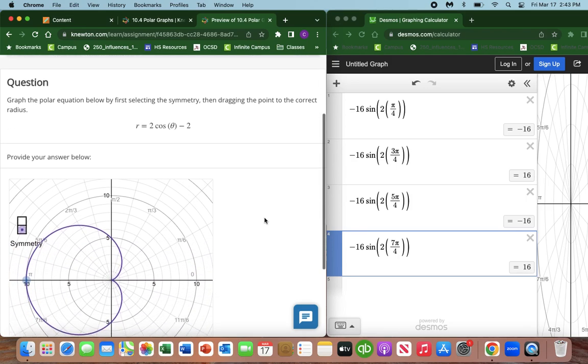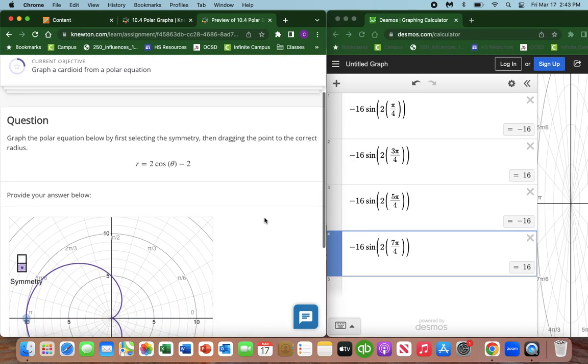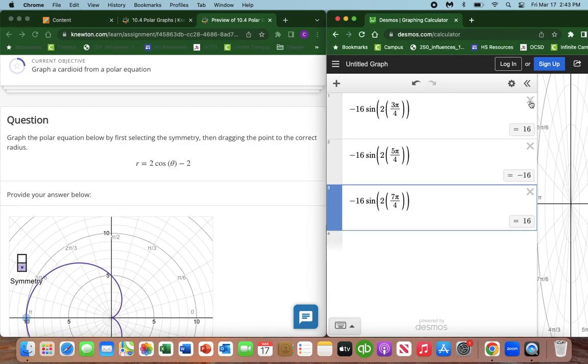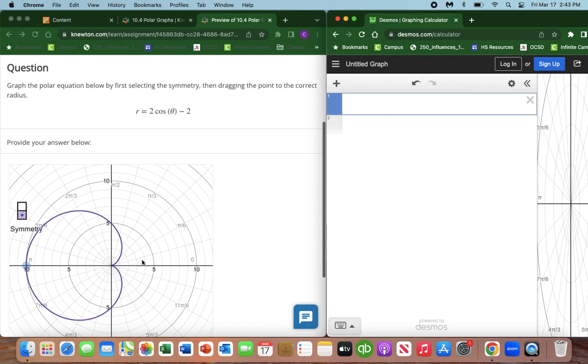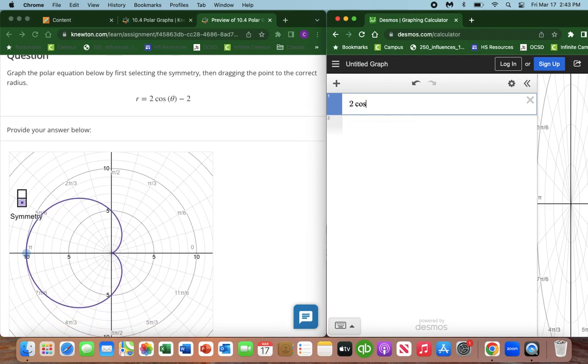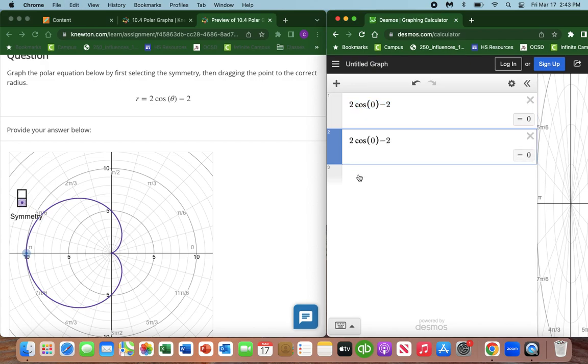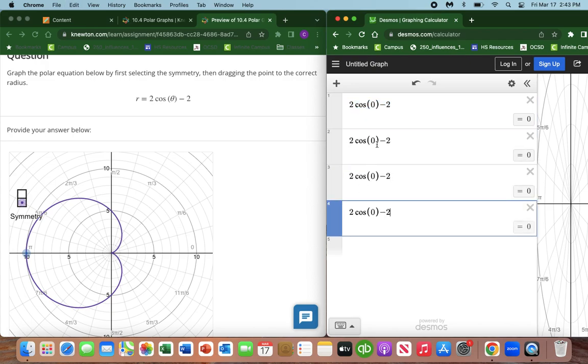And this will be the last problem that we do. This is a cardioid. And so we'll just do like we've done with these other cardioids, and we're going to plug in 2 cosine theta. But I'm going to say 2 cosine of theta minus 2. And I'm going to copy that, and I'm going to do pi over 2, pi, and 3 pi over 2.